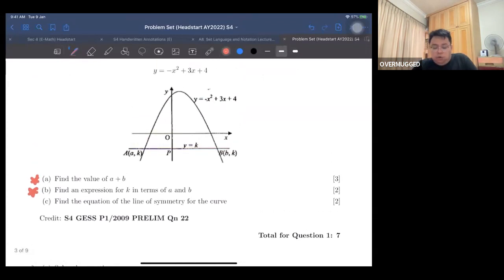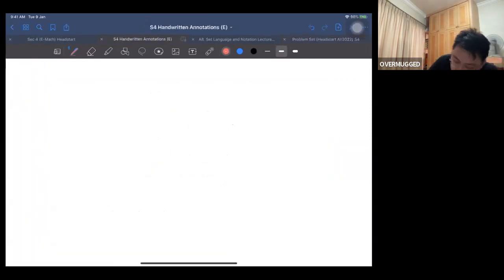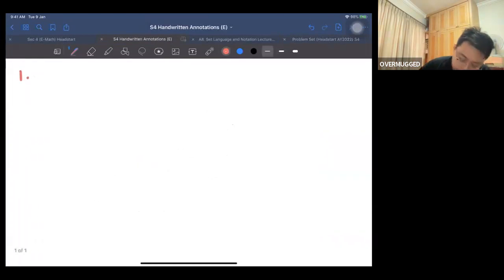Okay, so the question asks you to fish out this expression of A plus B out of thin air. And the only thing you're given is a quadratic equation and the coordinates of A, k and B, k. So obviously, we need to use them. So let's do that. Okay, so this is question 1. This document that I'm writing on at the moment, the Sec 4 handwritten annotations, I will also be uploading. So if I go too fast and you cannot catch, you can refer to it there as well.